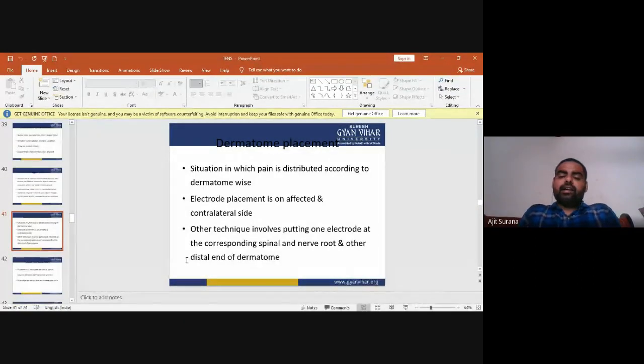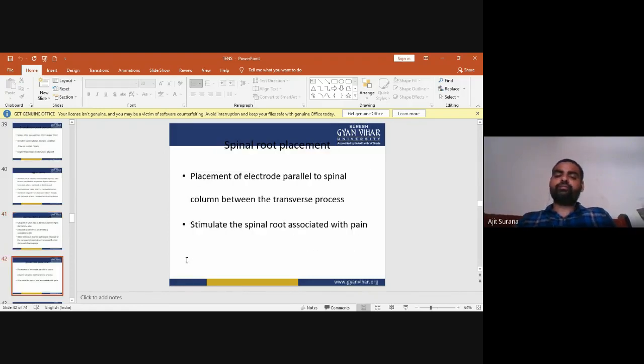The other technique involves putting one electrode at the corresponding spinal and nerve root and the other at the distal end of the dermatomes.